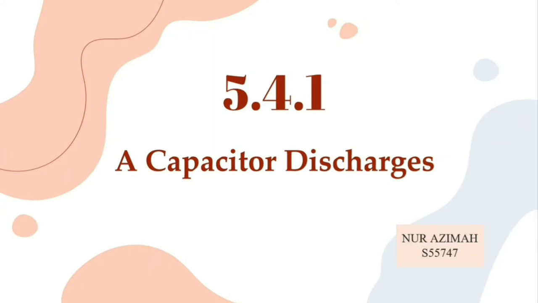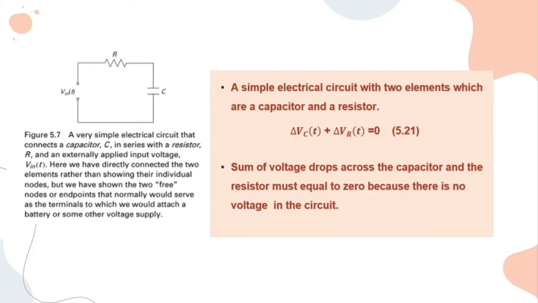Hi, I'm Noazima, S55747. Next, we're going to talk about 5.4.1, a capacitor discharges. From figure 5.7, we can see a simple electrical circuit with two elements, which are a capacitor and a resistor.